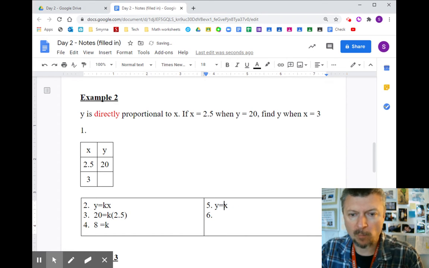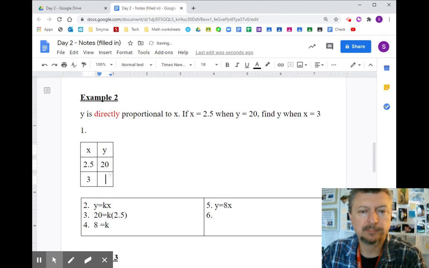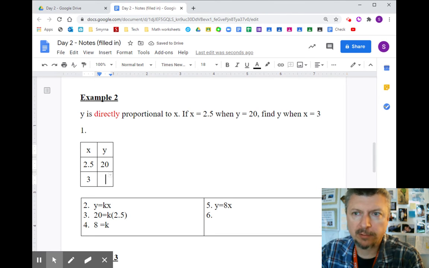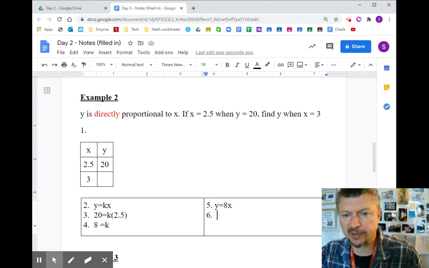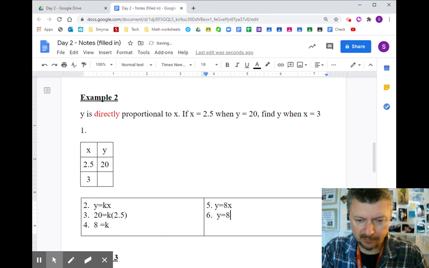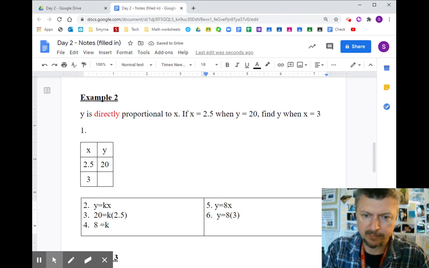We're going to put 8 in there for k. There you go. Now, we're going to plug in the 3 next for x. We need to find out what y is when x is 3. Copy and paste right there. Plug in the 3. This means 8 times 3.